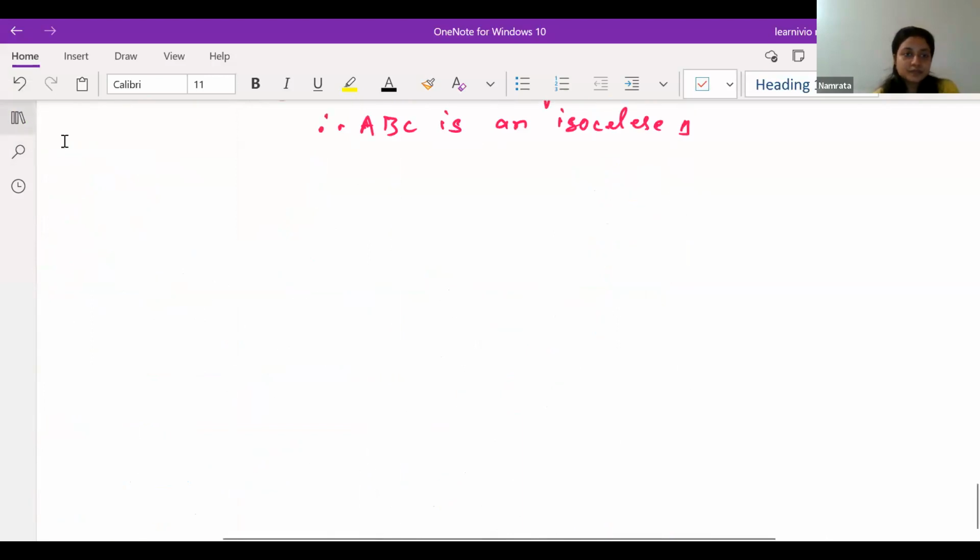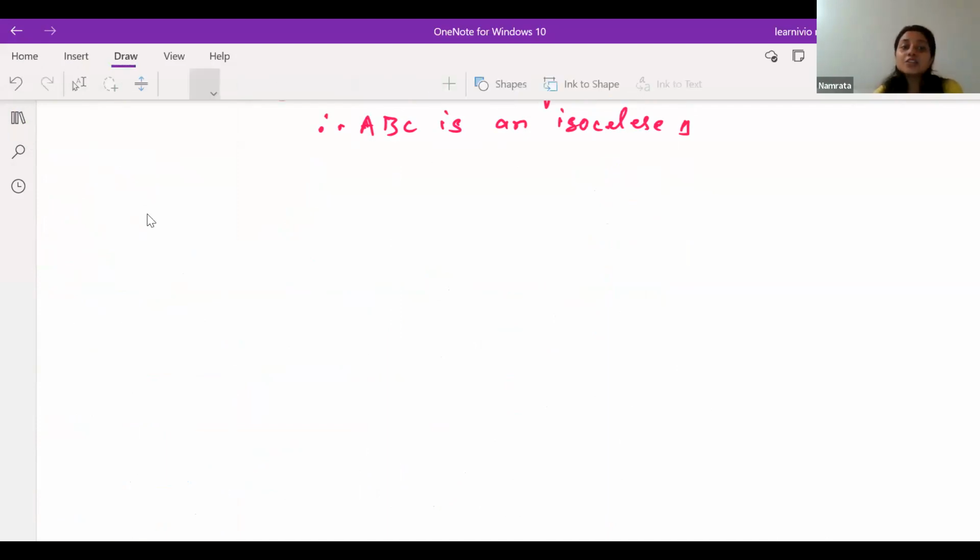So, you were not there in the previous class. Just a brief introduction: today we are going to start the next exercise of triangles. The concept of congruency you already know. Here we are going to discuss congruency again, and we are also going to take theorems related to isosceles triangles.